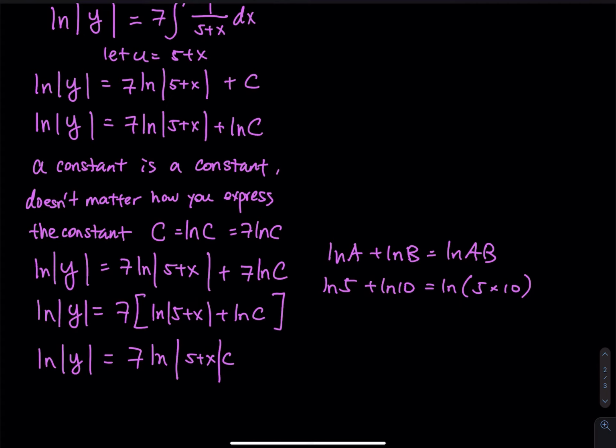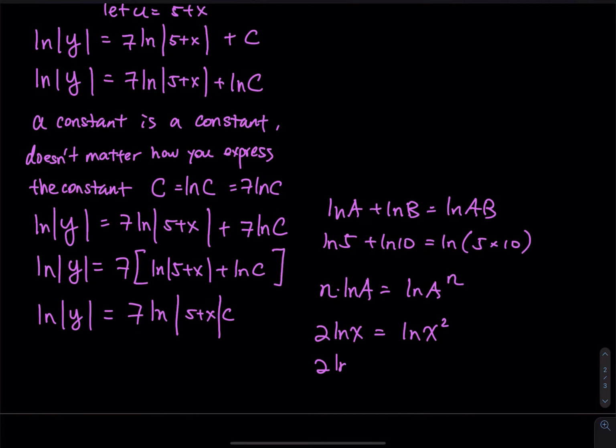And then the next step that you will have to do is, I'm going to review this formula for you. Let's say you have n times Ln A, that is equal to Ln of A raised to the nth power. So if you have 2 times Ln x, that is equal to Ln x squared. If you have 2 Ln pi, that is equal to Ln of pi squared. You square the pi first, and then you take the Ln of the product.